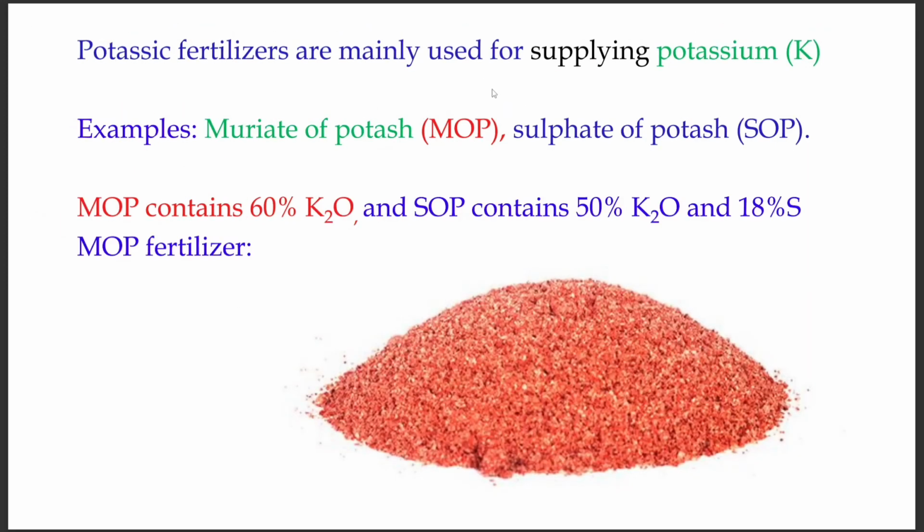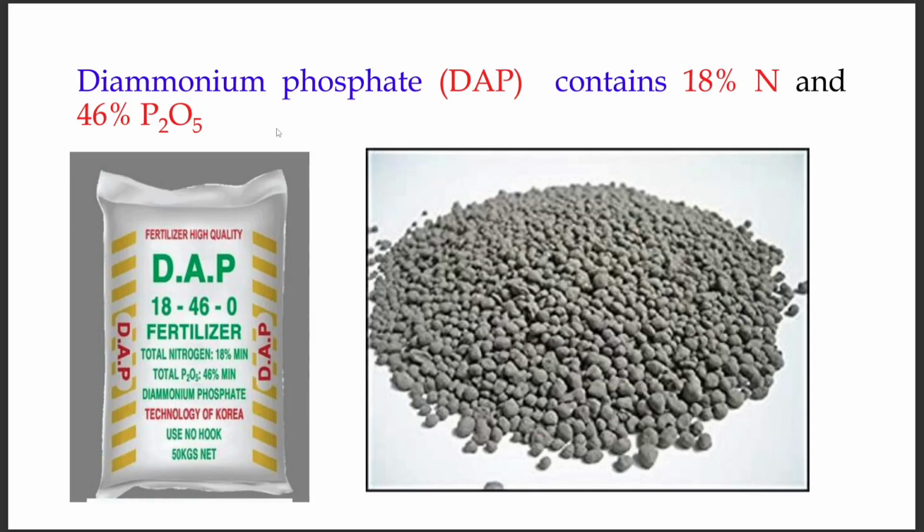Then we have potassic fertilizers. They are mainly used for supplying potassium, that is K, and muriate of potash is very important, MOP. You can get questions like what is MOP, what is the full form of MOP. Muriate of potash is mainly the potassic fertilizer. MOP contains about 60% of K2O, and SOP contains about 50% of K2O and 18% of sulfur. That looks like a red colored chili product. Then you have diammonium phosphate.